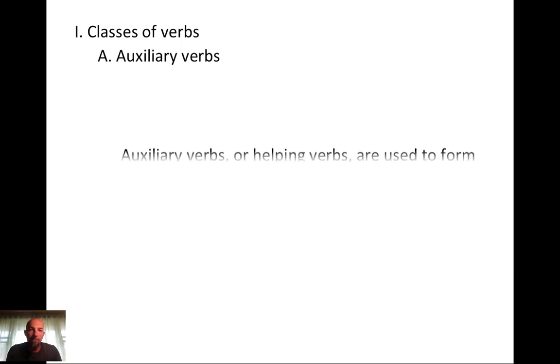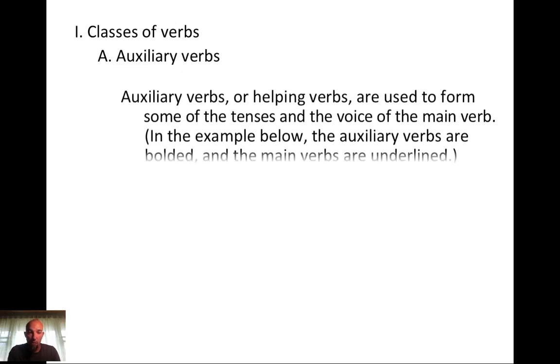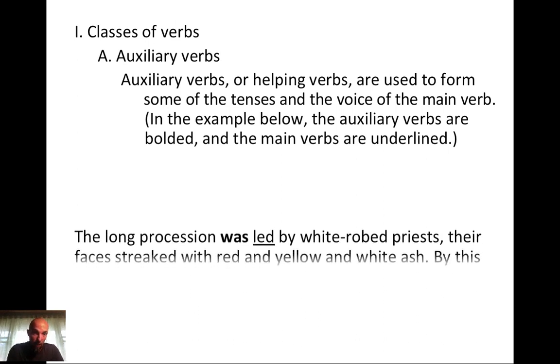All right. So we got classes of verbs. First class, auxiliary verbs. Auxiliary. Everybody say it. Auxiliary. 1, 2, 3, go. Good. Auxiliary verbs, or helping verbs, are used to form some of the tenses and the voice of the main verb. In the example below, the auxiliary verbs are bolded and the main verbs are underlined.